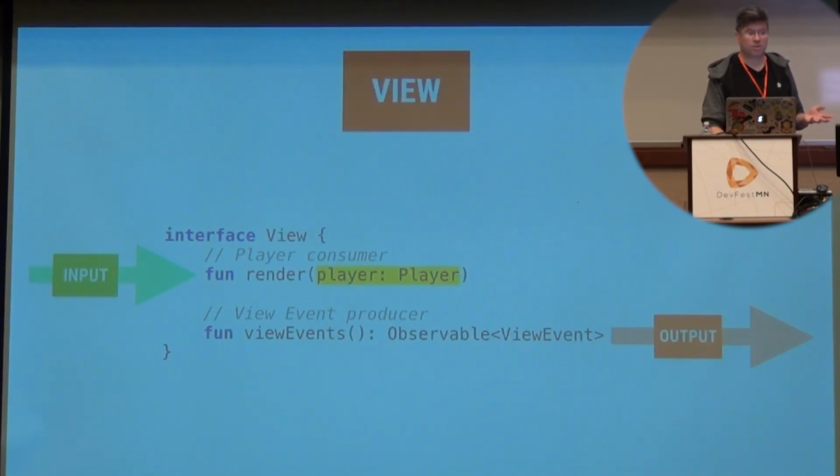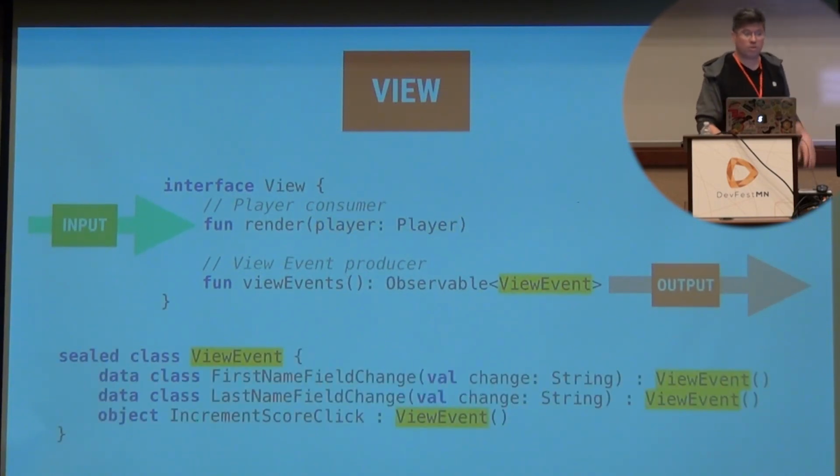The view interface. In our case, the view is going to be very simple for this example again. We're going to have a render method where you can grab the whole player, and the view's job is going to be to display that somehow to the users. And on the flip side, on the output channel, we're going to have view events. So again, an observable of view events. Quite straightforward.